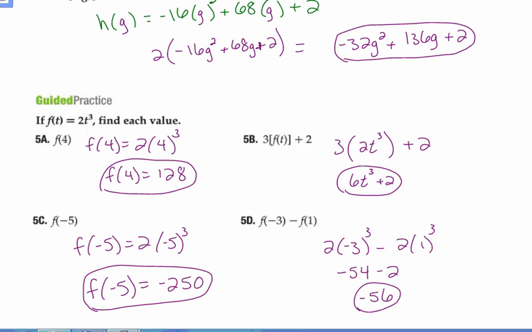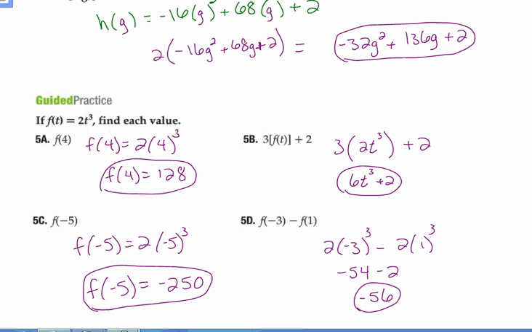Okay, 5A and 5C, pretty straightforward, taking that t out, plugging in either a 4 or a negative 5. 5B is kind of weird because it says f of t. This is saying plug a t in for all of our independent values that were already t. So I'm just taking the function in itself. It told me to multiply it by 3 and then add a 2. I couldn't technically combine those two because they're not like terms, so that would be your final answer for 5B.